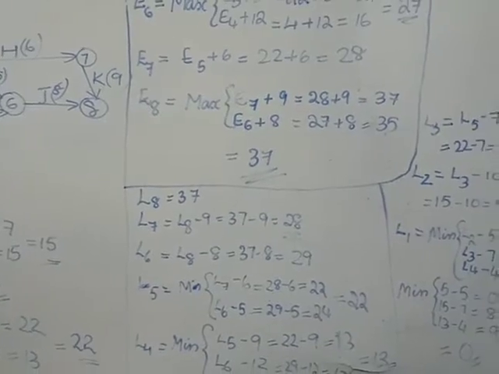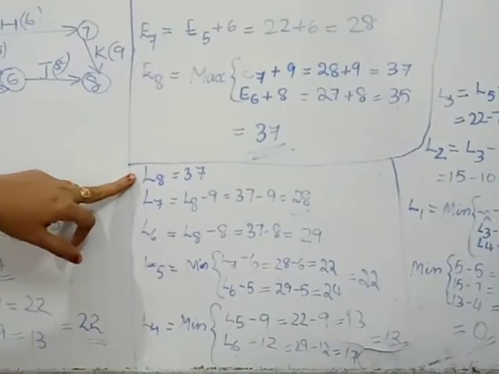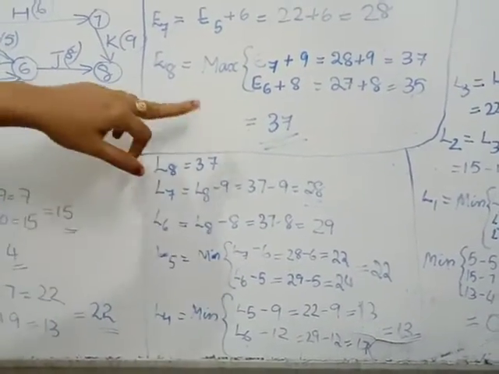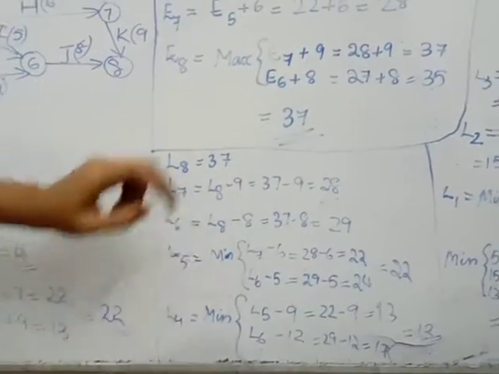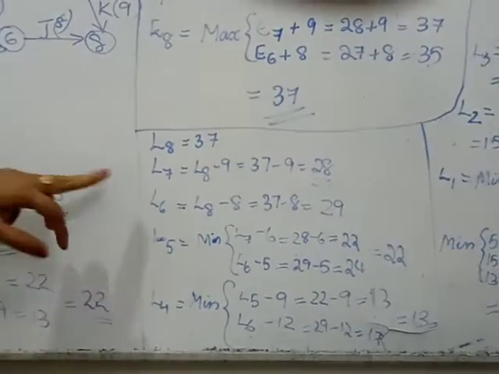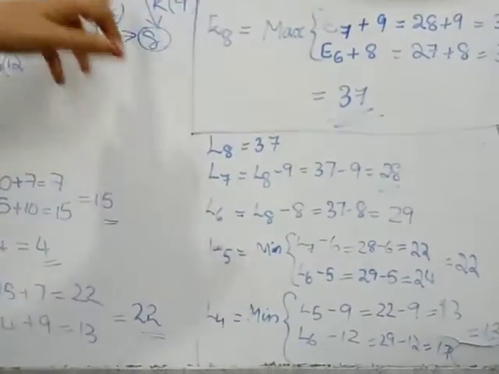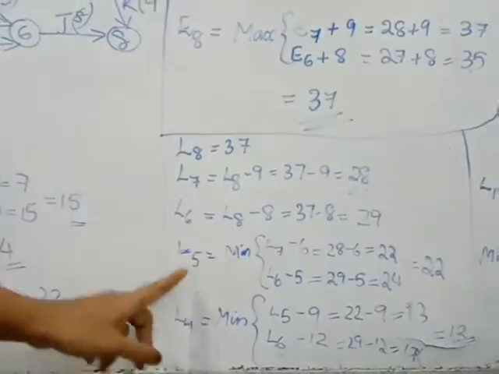From the finishing point. That means from L8 we begin. L8 value is what? The same value that we got at the last value of E values. That is 37. So L8 is 37. Then go backwards. So L7 it is 28, L6 29, L5.